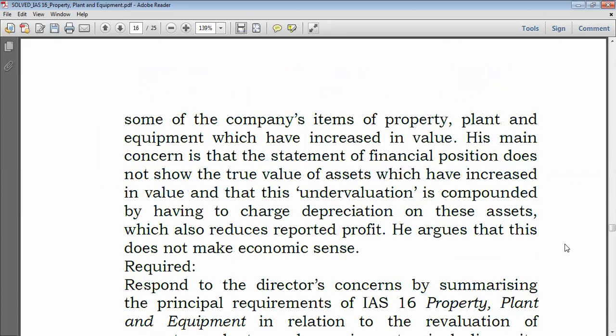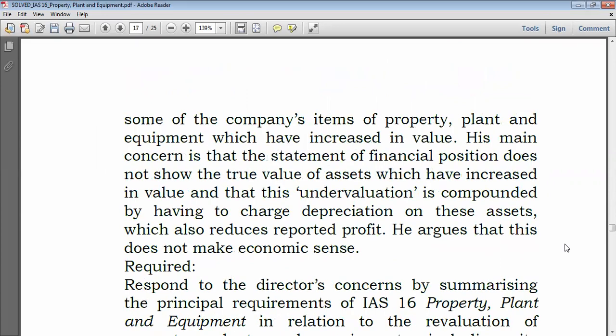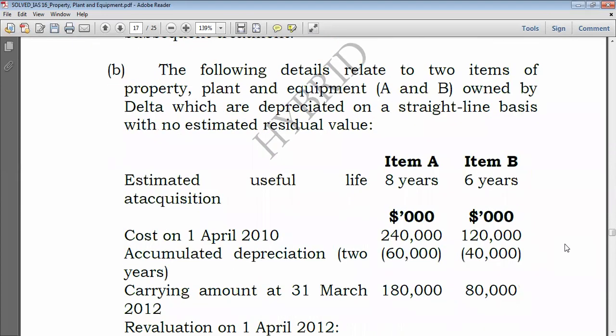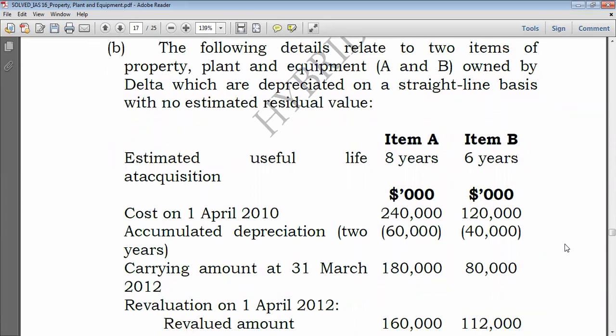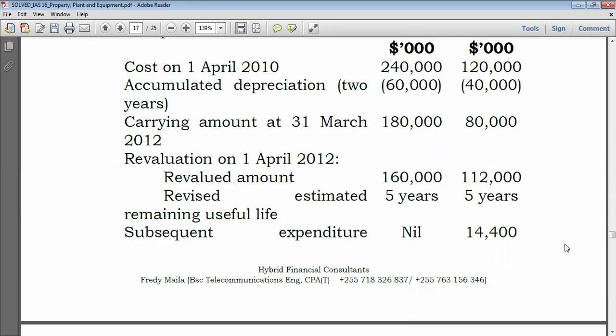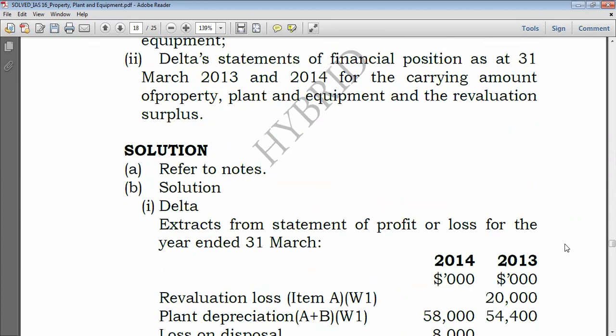Let me check it. There's an ACCA question here, a very fine one. I think it's here. Yeah, item A and item B. There are matters of depreciation, annual transfers, disposals, acquisition. So there is a lot. We'll just go through this ACCA question, solving it all the way before proceeding further.